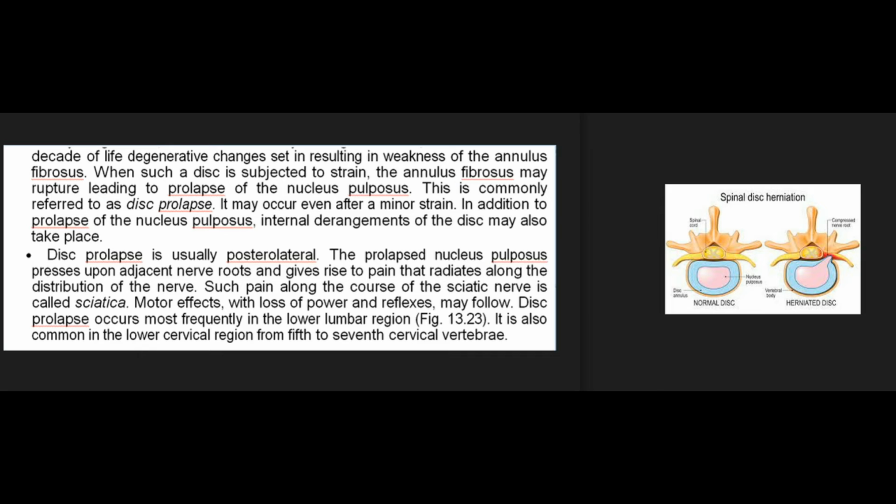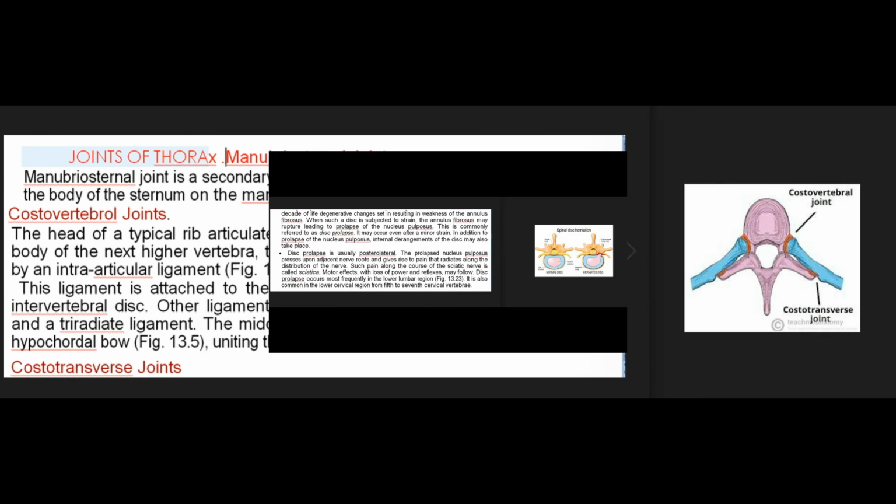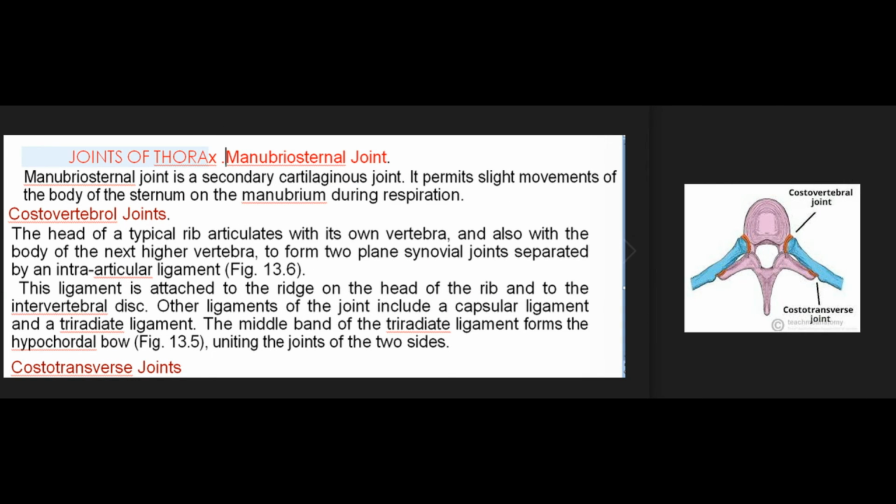Disc prolapse occurs most frequently in the lower lumbar region, Fig 13.23. It is also common in the lower cervical region from 5th to 7th cervical vertebrae. Joints of thorax. Manubriosternal joint. Manubriosternal joint is a secondary cartilaginous joint. It permits slight movements of the body of the sternum on the manubrium during respiration.